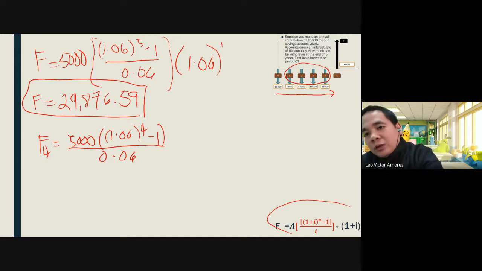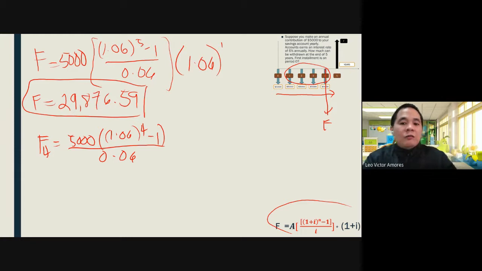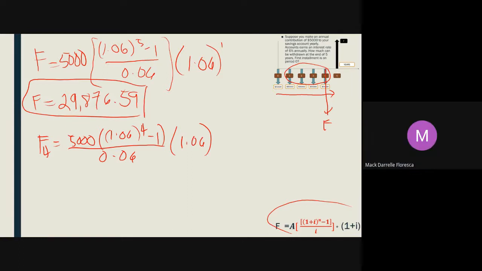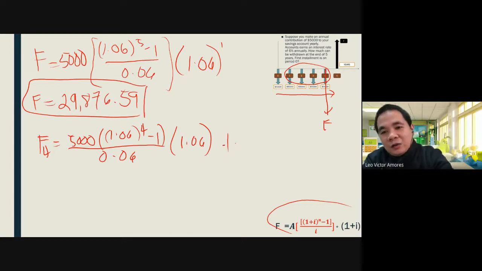Because this is an annuity, that is the formula, 4 payments, F. So to get its value at year 5, we multiply by 1.06, because it compounds for 1 more year to reach the 5th year. Okay? Did you get it? Yes, sir. Okay, I'll add this year, that is 5,000.